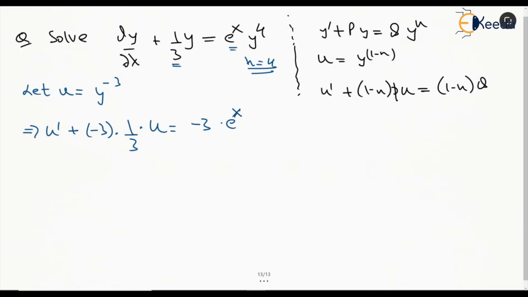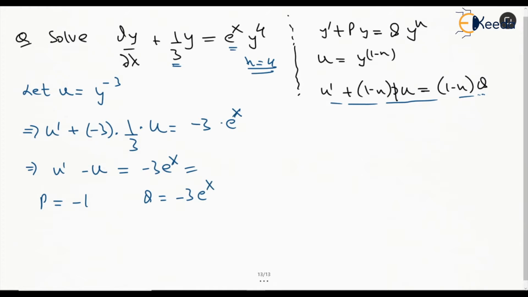So we have converted this equation into the form u dash minus u equal to minus 3 e to the power of x, and we are back to the linear equation in the form of Leibniz equation, right? So now the new p is equal to minus 1 and q is equal to minus 3 e to the power of x.